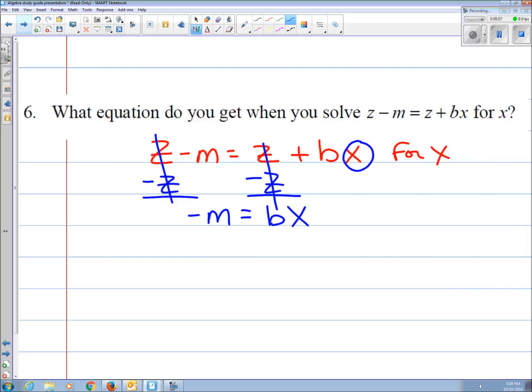Still trying to get x by itself, so we need to divide by b on both sides to cancel the b on the right side. So those cancel. We get x is equal to negative m over b. And that's solved for x.